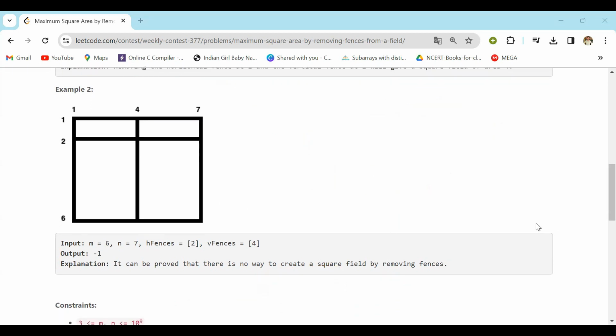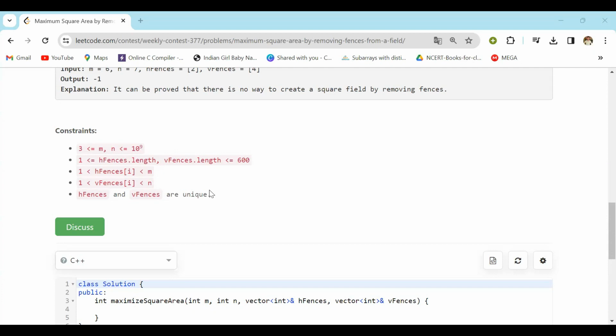But if you see the constraints, here we have m and n as 10 to the power 9. So we have 10 to the power 9 possible lengths. It's not possible to iterate on each possible area of the square. So what should we do? If it's not possible to iterate on each possible area of the square, what should we do?